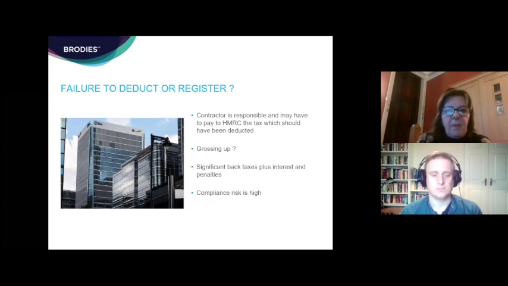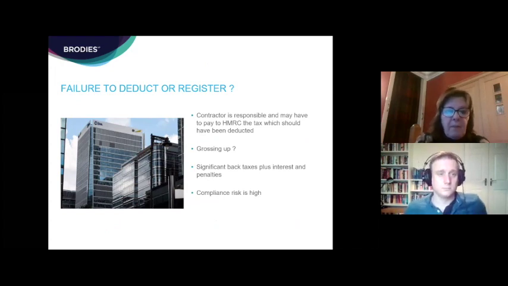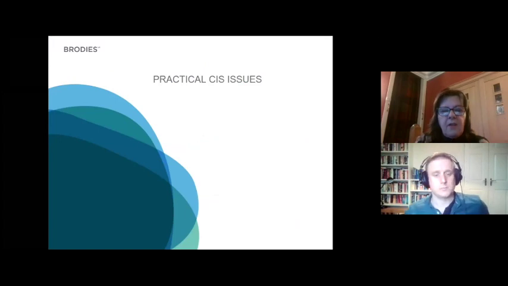So moving on, as we've said, the problem is that there's lots of admin and there's lots of possibilities of failing to get this right. So the compliance risk is high. And there are contractors who at the moment are being faced with pretty big bills from HMRC in order to recompense HMRC for the fact that they've not been registered as they should have been. So just quickly looking at a couple of practical CIS issues.